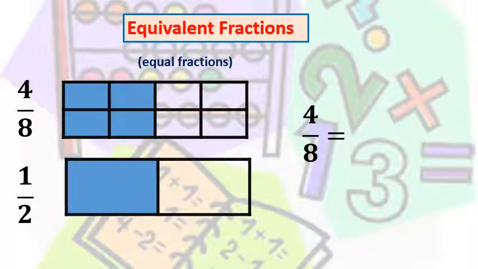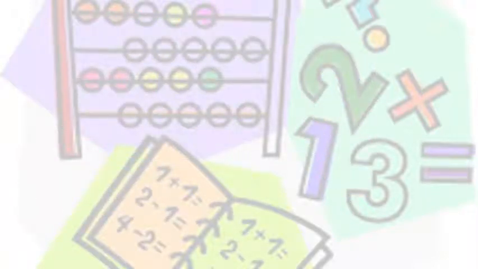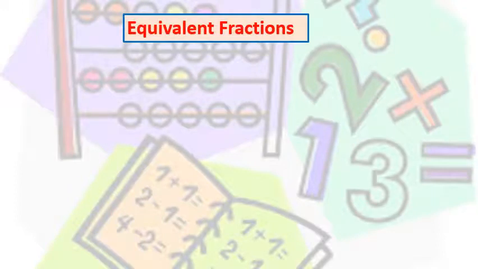So let's see. 4 over 8 is equal to 1 out of 2. How come they are equal? How did the 4 become a 1? How did the 8 become a 2? If we think, we could notice that we divided by 4 to have equal fractions, or equivalent fractions.